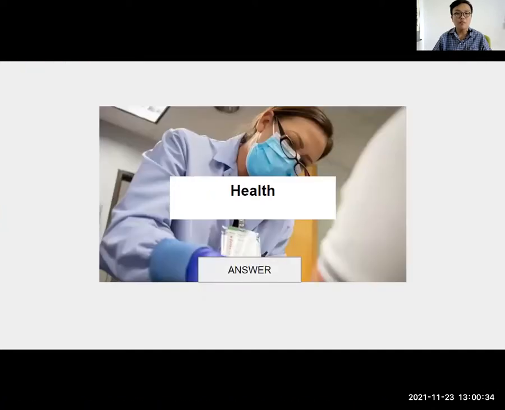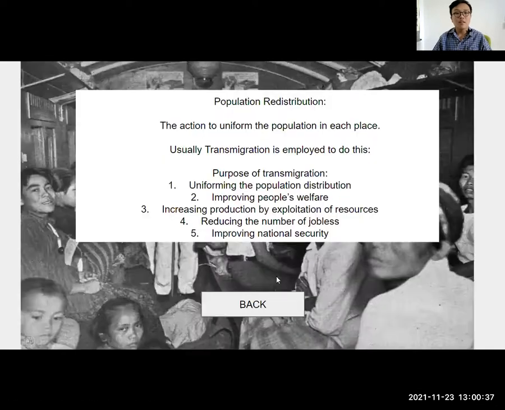Now, population redistribution. So population redistribution is the action to make the population uniform in each place. What this means is that from a densely populated area, the government or even the person himself will relocate to areas that have less population in it. Now, usually transmigration is employed to do this. So, what is transmigration? Again, it is the moving of people from a densely populated area to a less populated area.